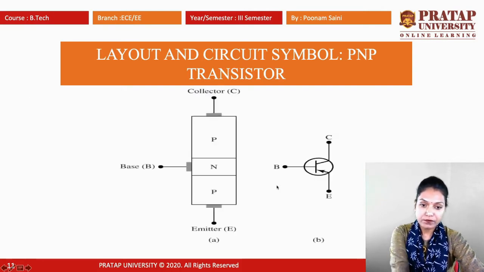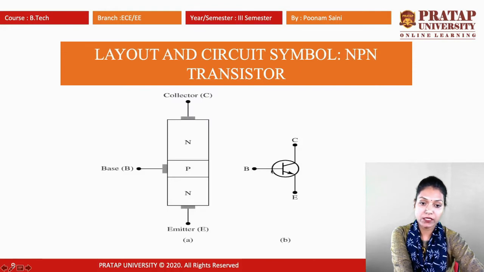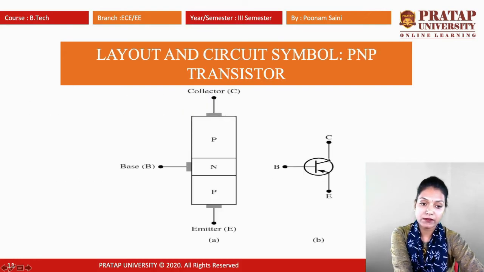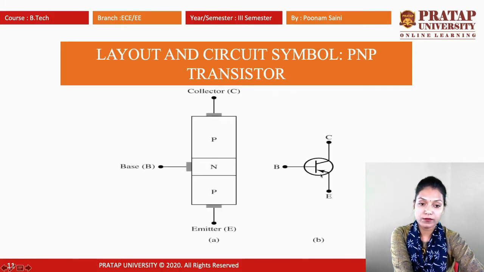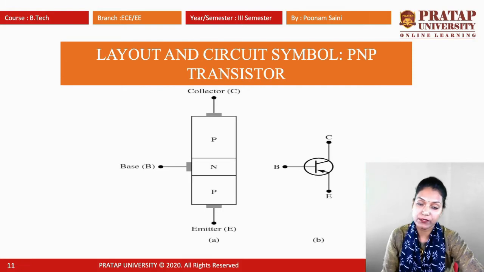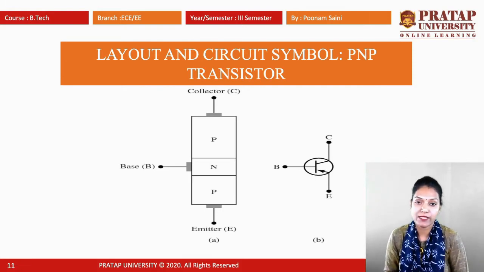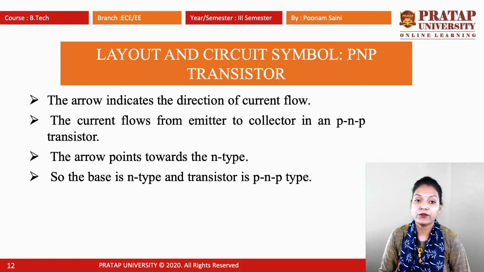So in this diagram, the current flows from collector to emitter, and the arrow is at the emitter. Similarly, in this one the current flows from emitter to collector, the direction of the arrow is towards the base, and this transistor is known as a PNP transistor. So the arrow indicates the direction of the current flow. The current flows from emitter to collector in a PNP transistor.